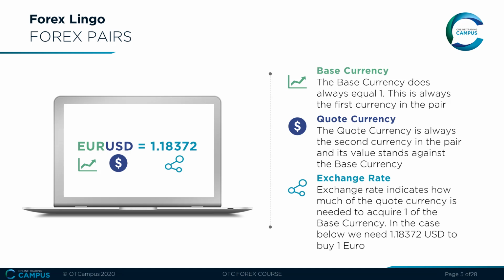If an exchange rate is 1, the official term for this is parity. Parity is when two currencies are worth exactly the same. So if we need 1 US dollar to buy 1 euro, Euro USD would be at parity. If an exchange rate is above 1, the base currency has a greater value than the quote currency. Or in other words, in this example, the 1 euro has a greater buying power or is more expensive or stronger than the US dollar, because with 1 euro you can buy approximately 1.18 US dollars.